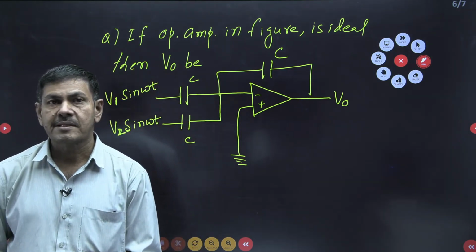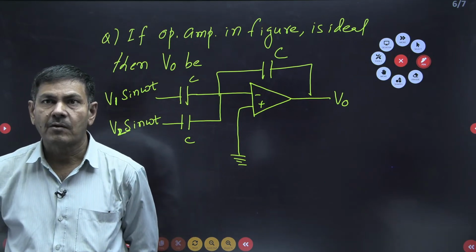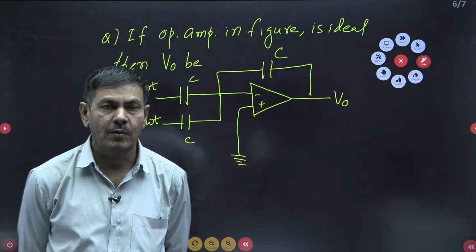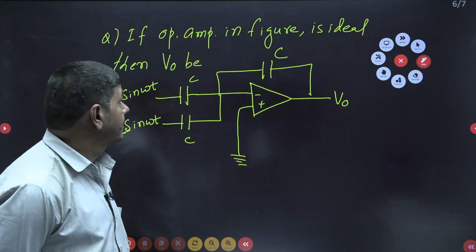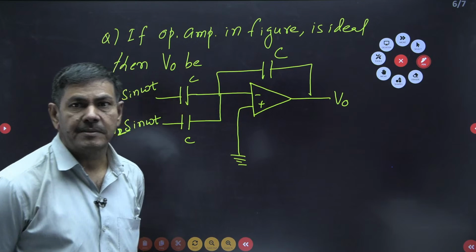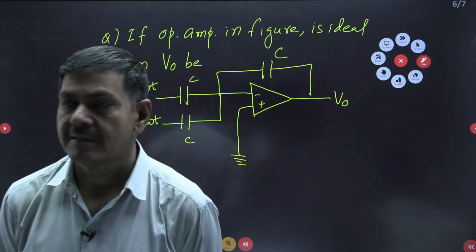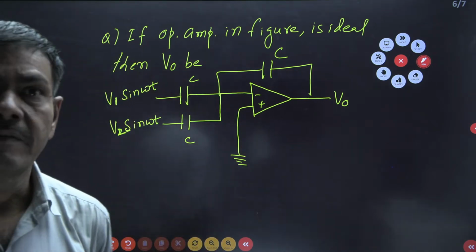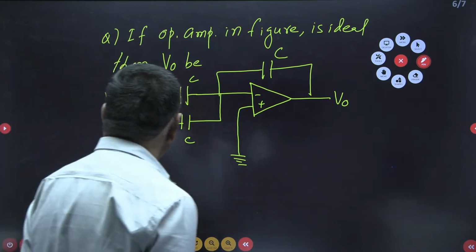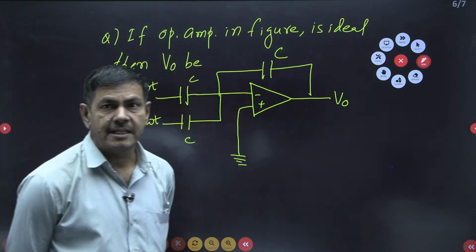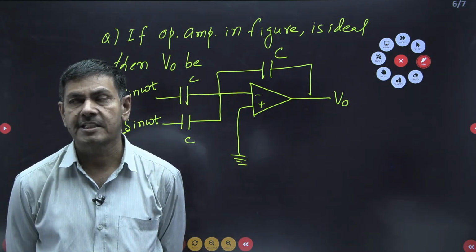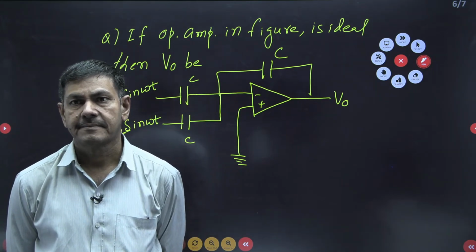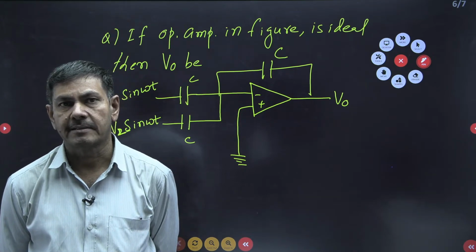Can anybody do this question? How to find out the V0 value? The voltages are different, V1 and V2 are given. Anybody? Take some time and give the answer. All these three capacitors are given with the same capacitance value. Please try this. How can we determine it?